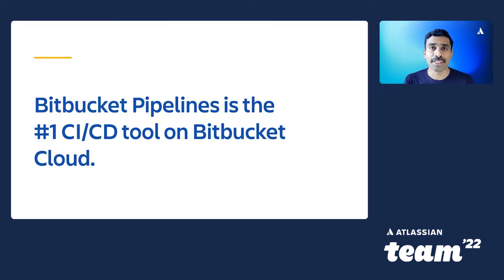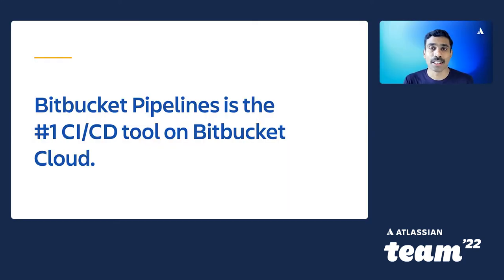Before we start with the demo, let's talk about Bitbucket Pipelines. Bitbucket Pipelines is the number one CI/CD tool on Bitbucket Cloud. From small teams to large enterprises, we run millions of workflows every month. There are 80 plus pipes which you can use to integrate with third-party DevOps tools or cloud providers such as AWS and Datadog, Snyk, LaunchDarkly, just to name a few. The adoption of Bitbucket Pipelines is increasing. More and more teams are using Bitbucket Pipelines to automate their CI/CD workflow.